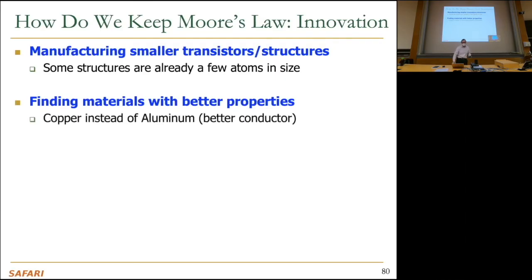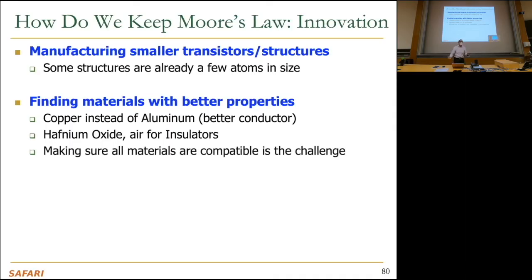So you can use copper instead of aluminum, for example, a better conductor, and hafnium oxide, air for insulators. There are many other technologies that you can use. You saw some of them in Cerebras also, Shanli mentioned in his talk. And one of the challenges, it's not the only challenge, but making sure all materials are compatible with each other. Enabling precision manufacturing. Again, this is a lot of different scientific fields and engineering fields combined together.